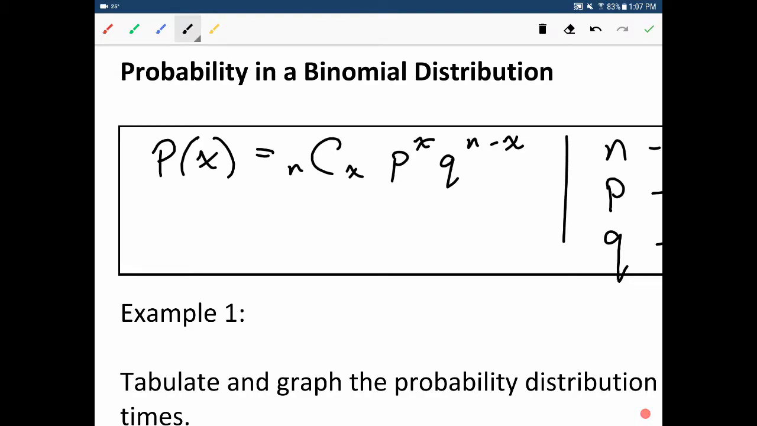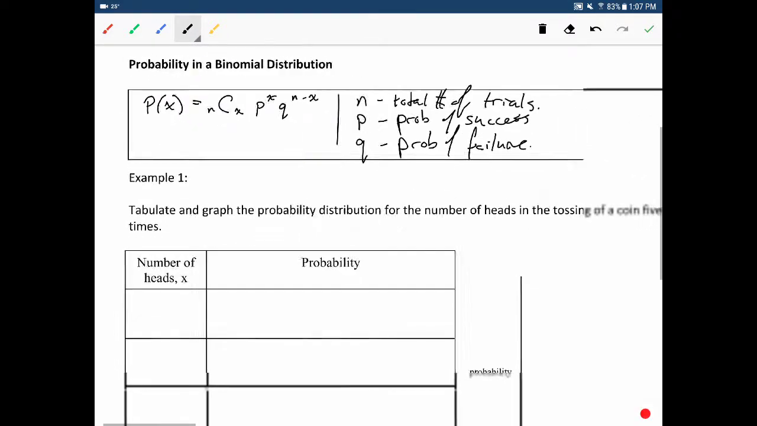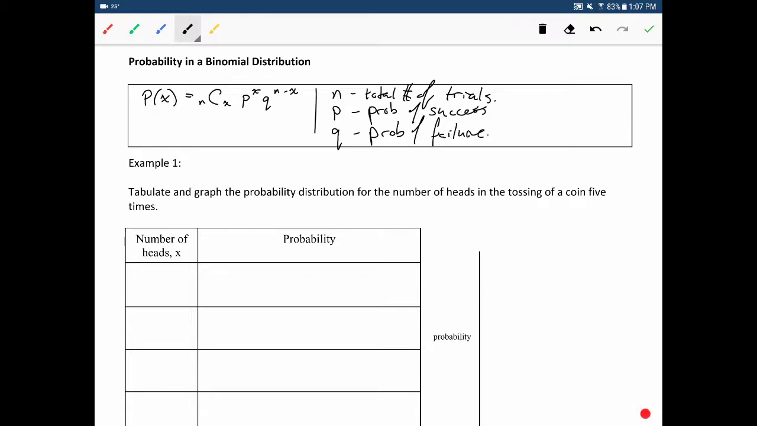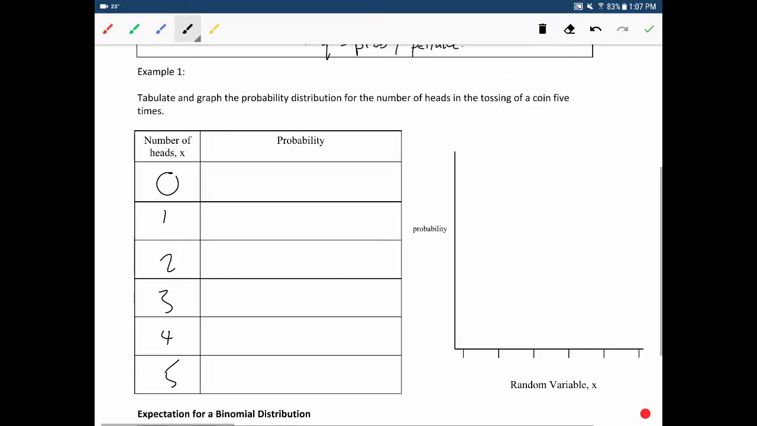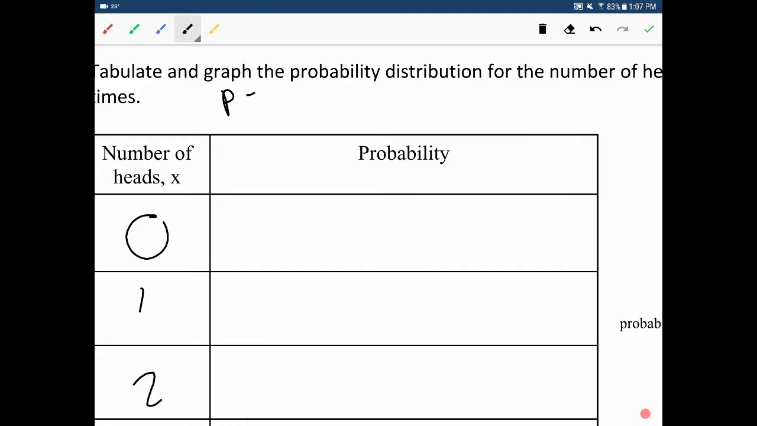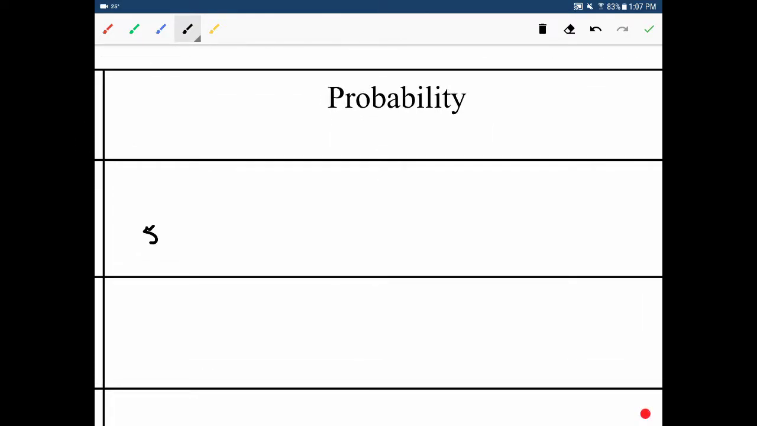So let's give it a whirl. We're going to tabulate and graph the probability distribution for the number of heads in the tossing of a coin 5 times. First of all, we have this chart here, so we can be successful 0 times, 1, 2, 3, 4, or 5 times. Because we're flipping a coin, P in this case is going to be 0.5. We have a 0.5 chance of being successful, and a 0.5 chance of failure.